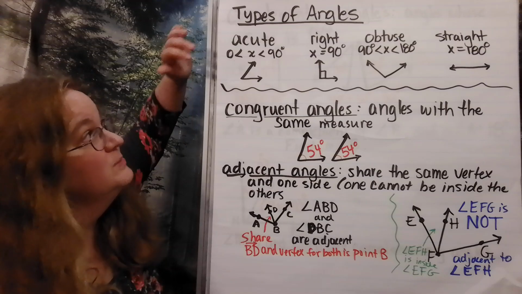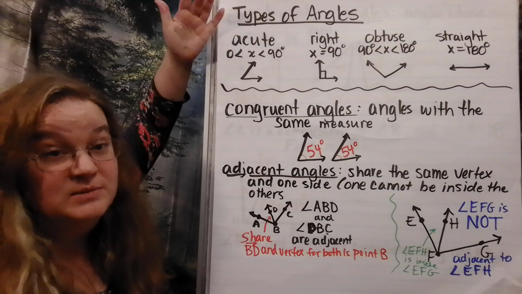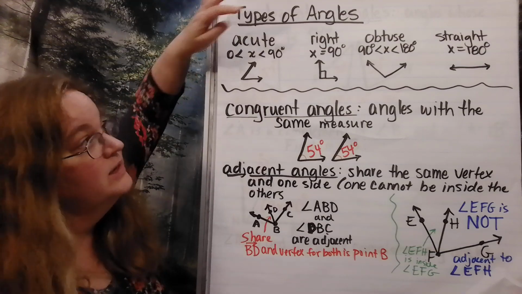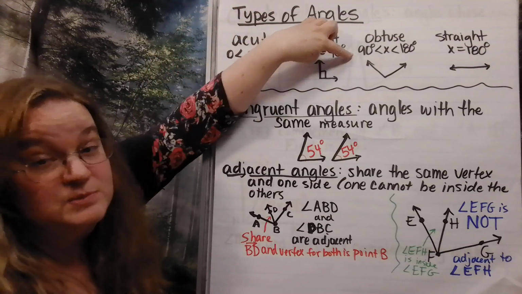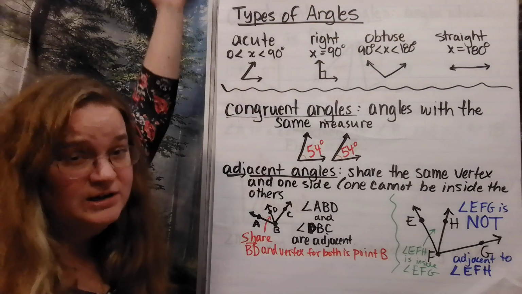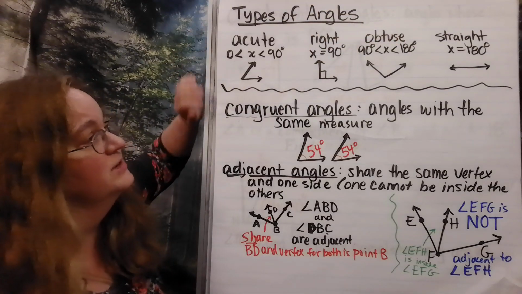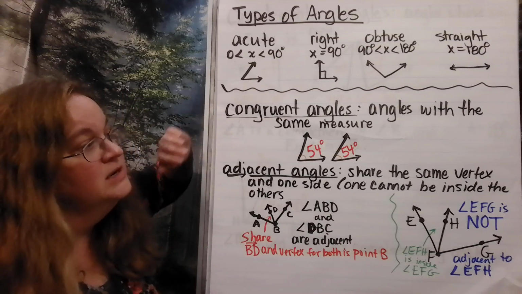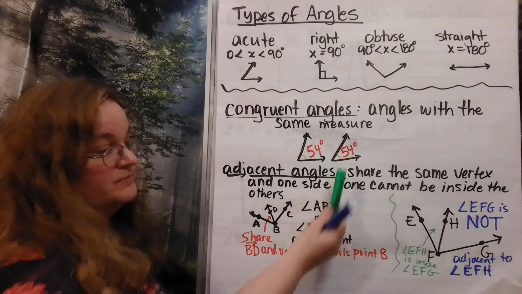You're probably pretty familiar with acute, right, obtuse, and maybe straight, maybe not. But acute is between 0 and 90, right is 90, obtuse is between 90 and 180, and a straight angle is 180 degrees. Some of the other basic vocabulary: congruent angles, that just means they have the same measure.